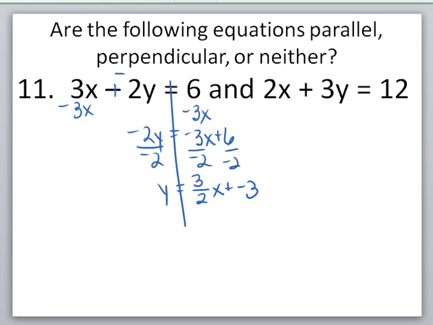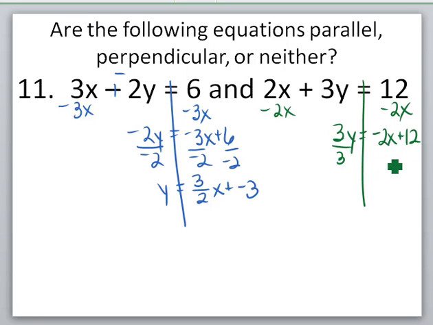The second equation, we'll solve by subtracting 2x from both sides. I get 3y equals negative 2x plus 12. Divide by a positive 3 everywhere. y equals negative 2/3 x plus 4. The slopes of each of these lines, this one's 3/2 and this one is negative 2/3. These two slopes are negative reciprocals of each other. So I can say that these are perpendicular.